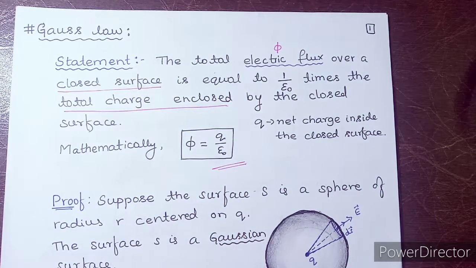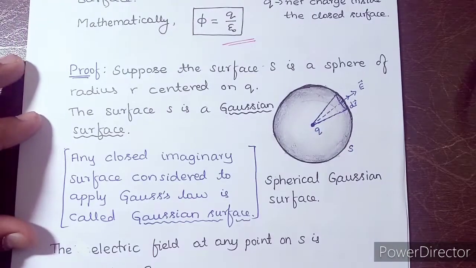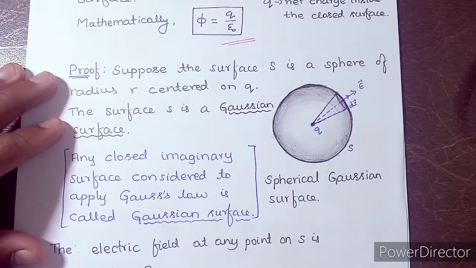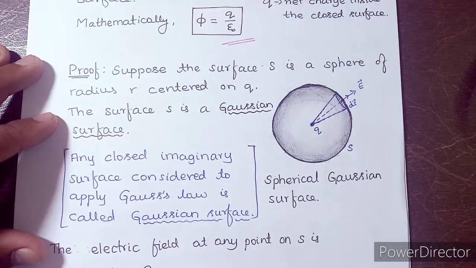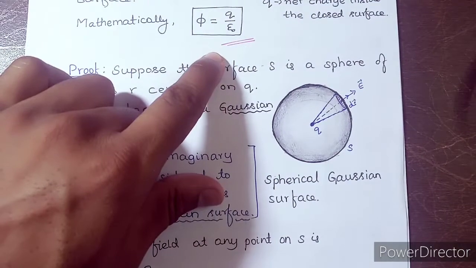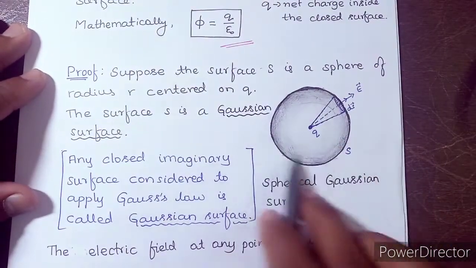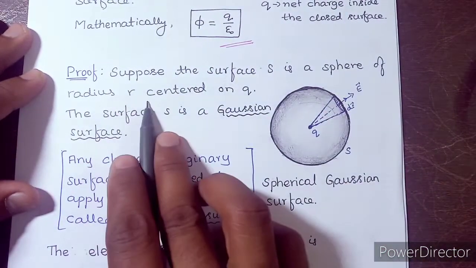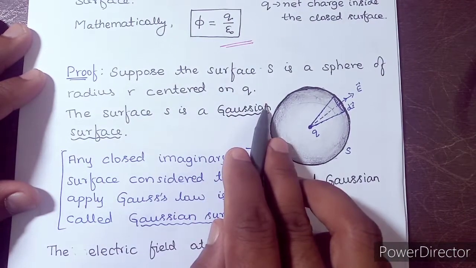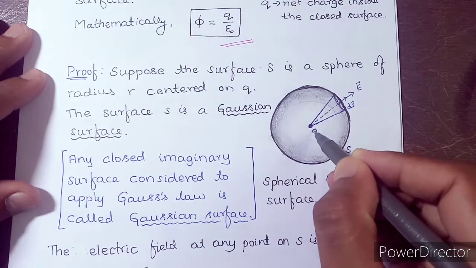Is there any proof for this? Is there any explanation for this Gauss law? Yes, we have this, that is proof for Gauss law. Actually this is not the exact proof for Gauss law, but it's a kind of example for explaining the Gauss law, and we will get the final answer for electric flux as q by epsilon naught. So here I am considering this sphere, three-dimensional one. Suppose the surface S is a sphere of radius small r centered at q. That means we have a sphere whose center is at q, and we have charge also, that is q.